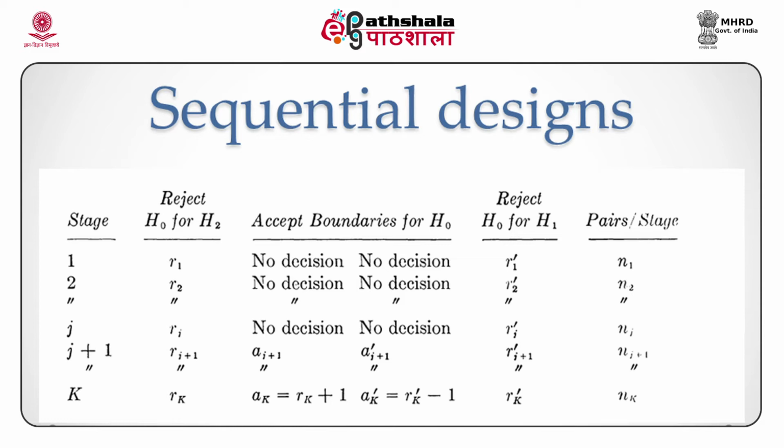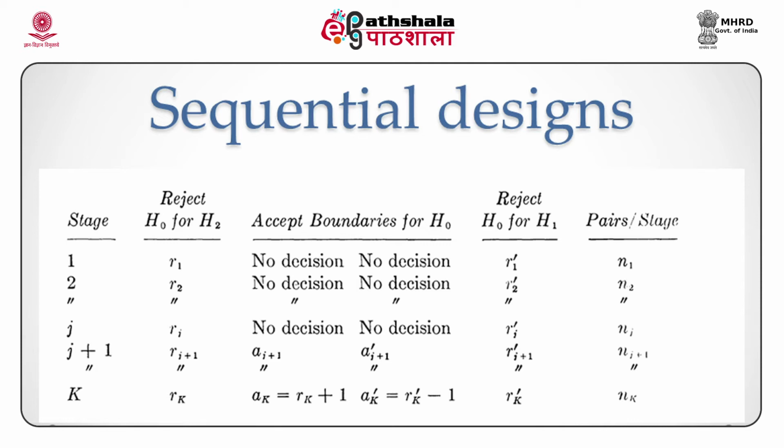Note that after the gth stage is completed, the sequential procedure specifies that if summation Si is less than or equal to Rg, the testing will terminate and H0 is rejected for H2. If it is greater than or equal to Rg dash, then testing terminates and H0 is rejected for H1. When g is less than or equal to J, and if summation Si lies between Rg and Rg dash, testing will continue into the g plus first stage.